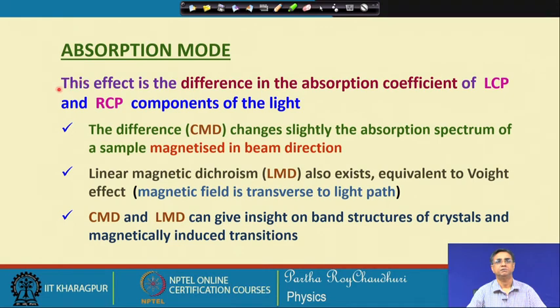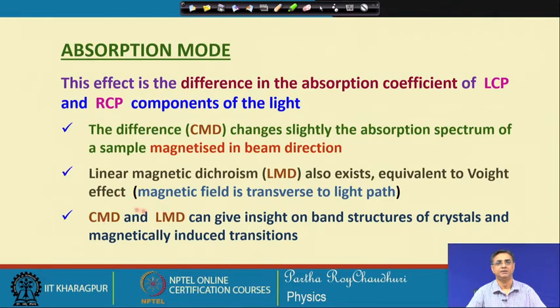In the absorption mode, the effect is the difference in the absorption coefficient of the polarizations, that is, the LCP and RCP components of the light. They are absorbed by different amounts by a sample magnetized in the beam direction. Then linear magnetic dichroism also exists, which is similar to the Voigt effect, where the magnetic field is transverse to the light path in this particular configuration.